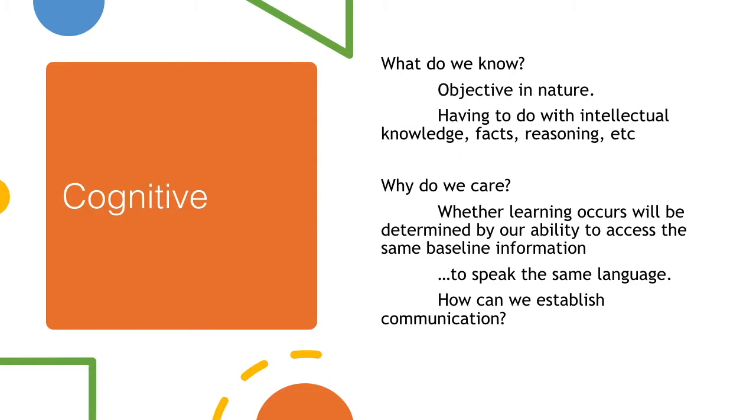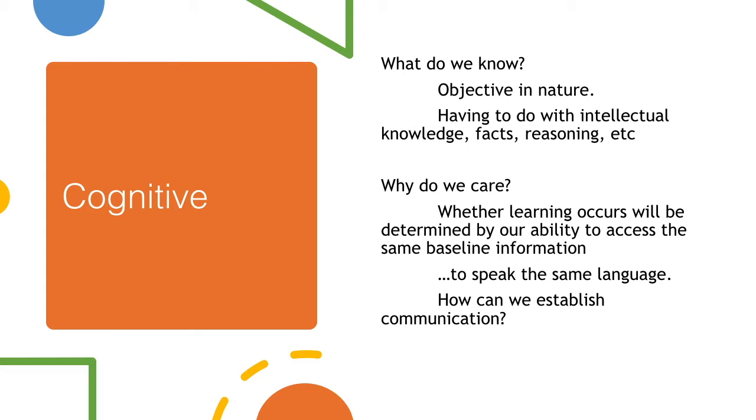So let's start with the cognitive domain. What do we know about cognitive processes? We know that cognitive has to do with facts, with knowledge, with intellect. This is objective in nature. It is what it is, right? This is our list of terms. These are mathematical equations. These are the facts, right?